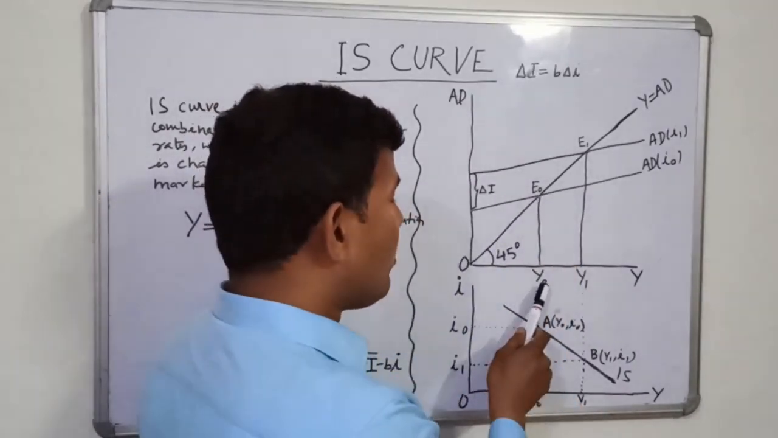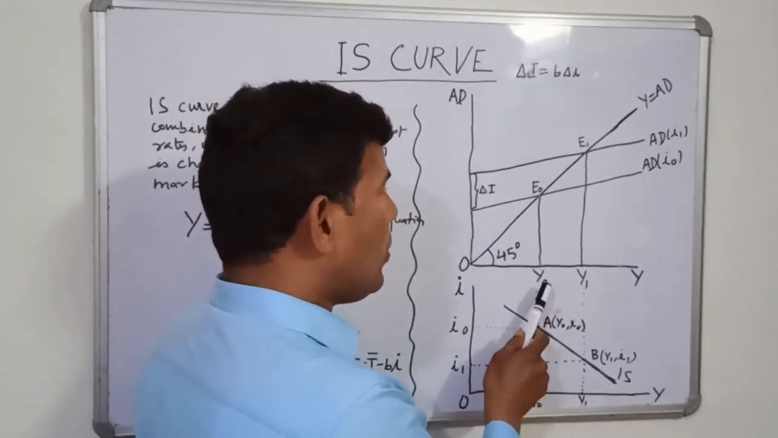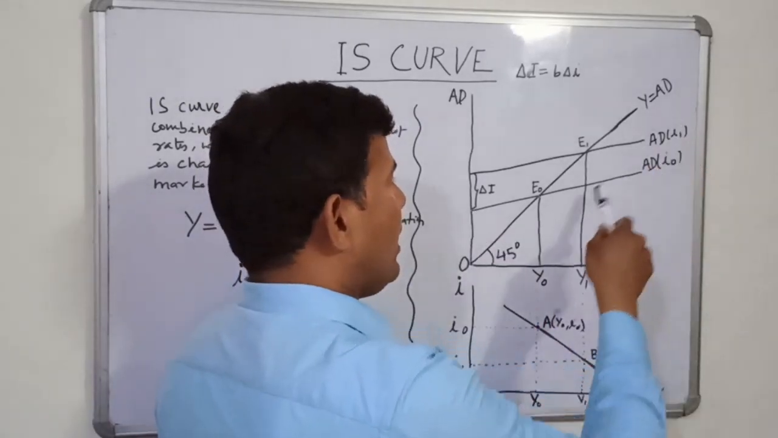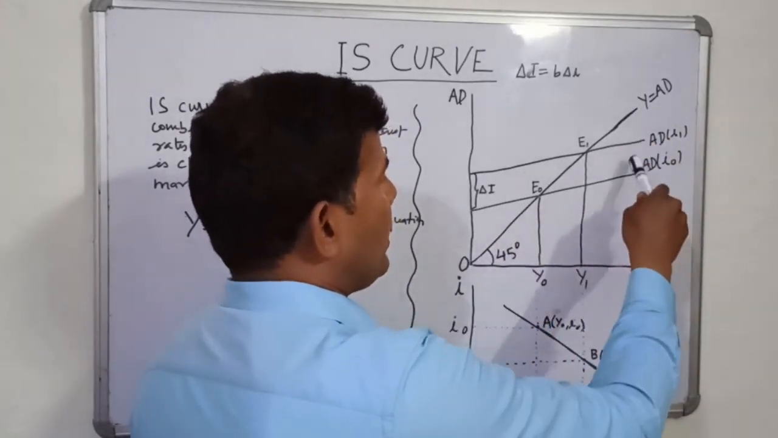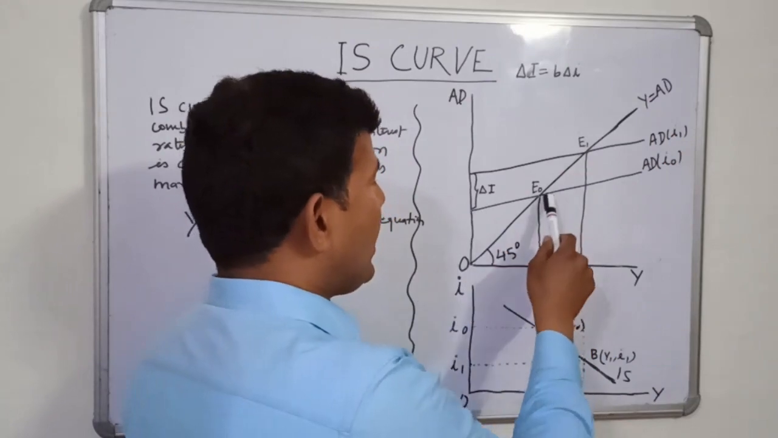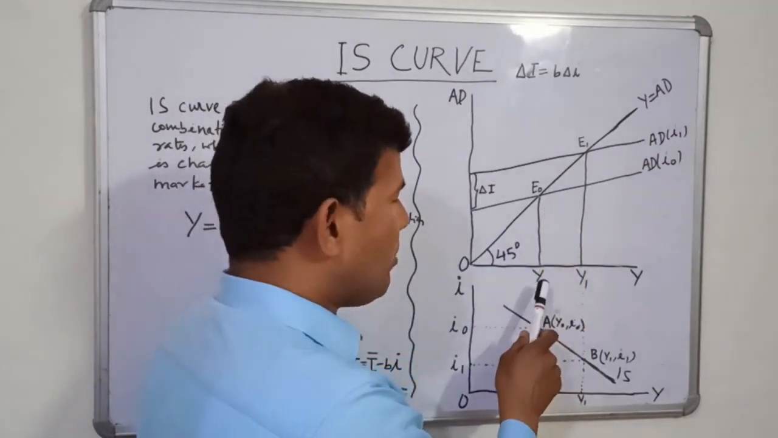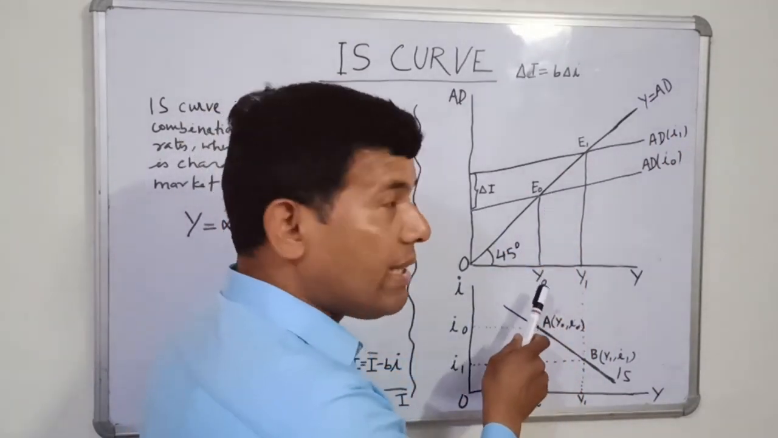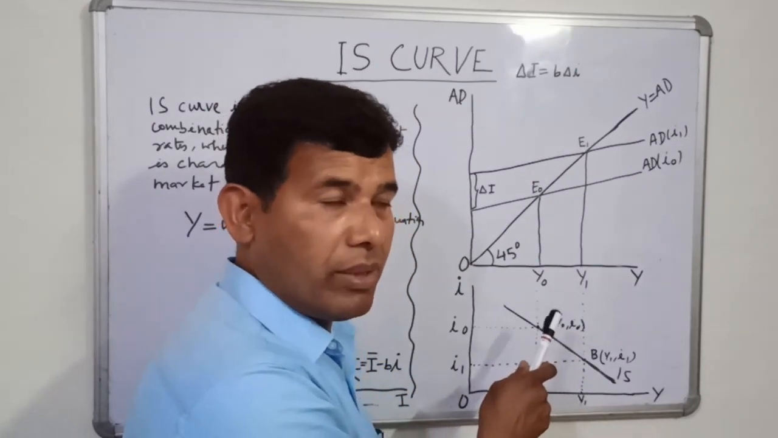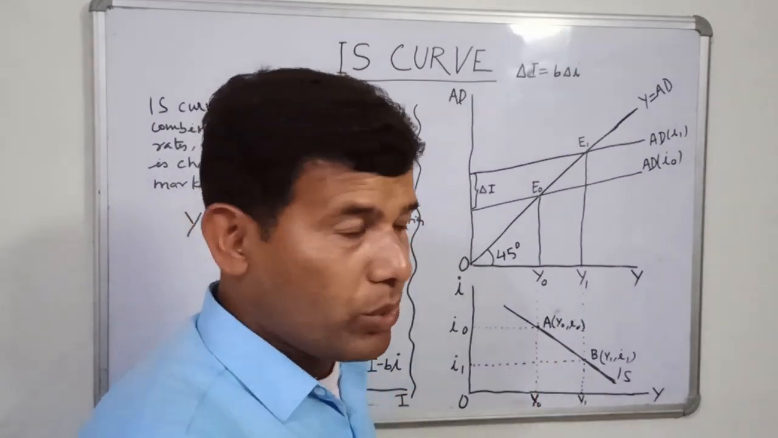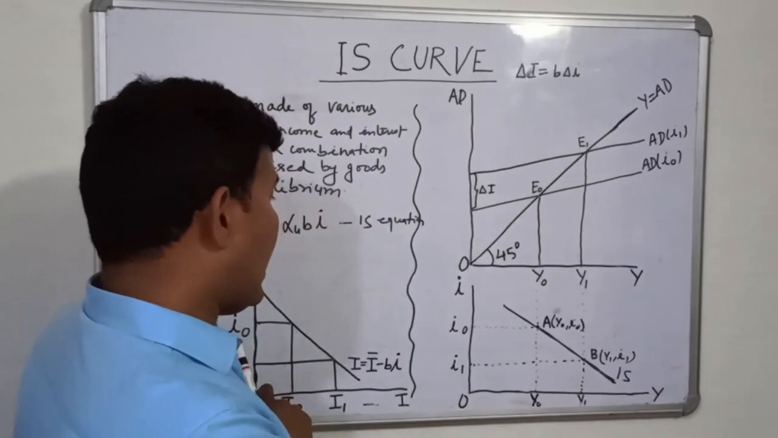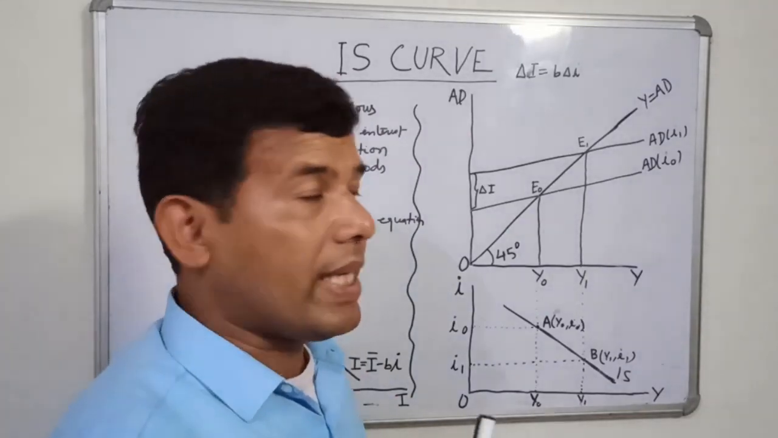And what is that income level? Y0, right? So on the basis of this aggregate demand line and the 45-degree line, we are able to derive the equilibrium level of income Y0, and this Y0 equilibrium level of income corresponds to which level of interest rate? I0 interest rate.